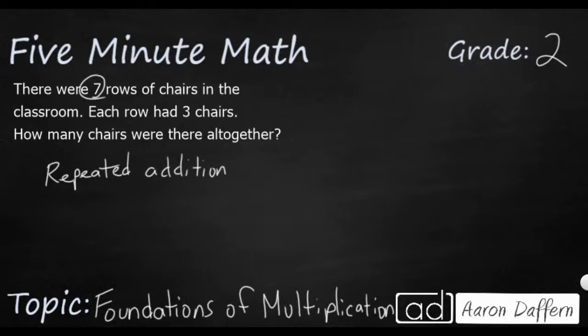We've got 7 rows. So I'm just going to draw 1, 2, 3, 4, 5, 6, 7. And then each row had 3 chairs. So I'm just going to draw the number 3, 7 times. So that's one way to represent it.